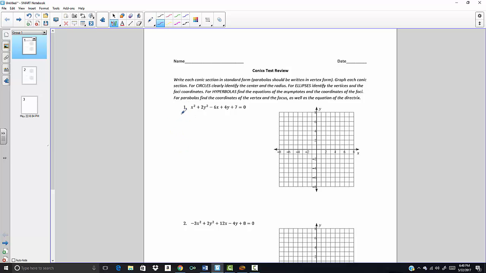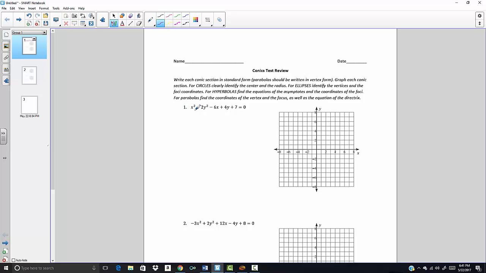And as I said before, a little disclaimer: these problems are not going to always yield very nice numbers, but on your test, I'll make sure that the numbers are very nice for equations and plotting points and stuff. So just bear in mind, it's done the same way. Just keep that in mind and follow the process that I'm showing you, and you'll be fine.